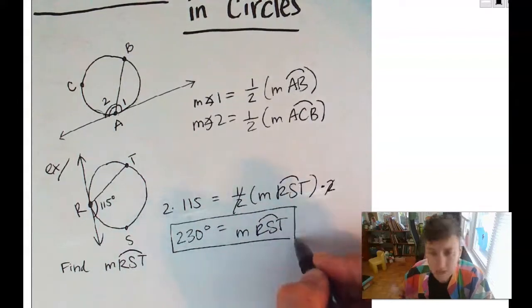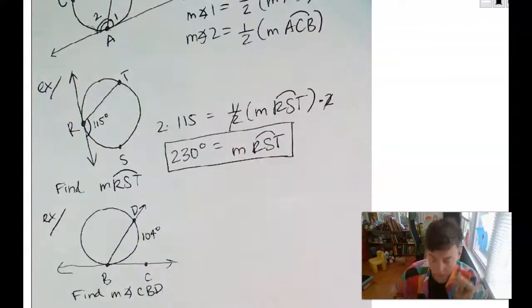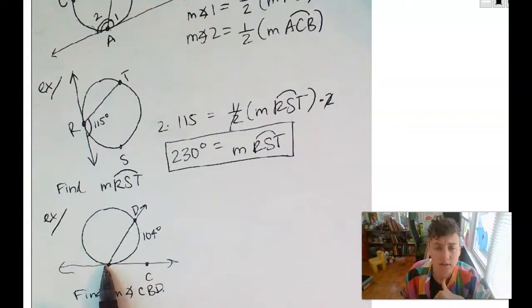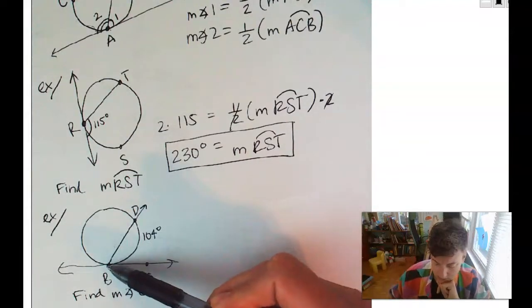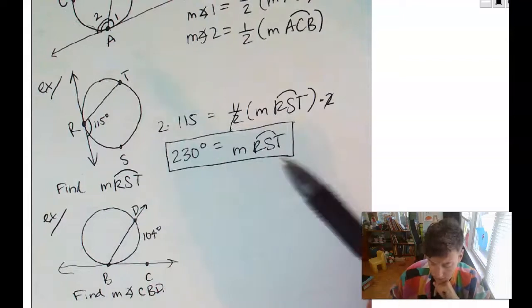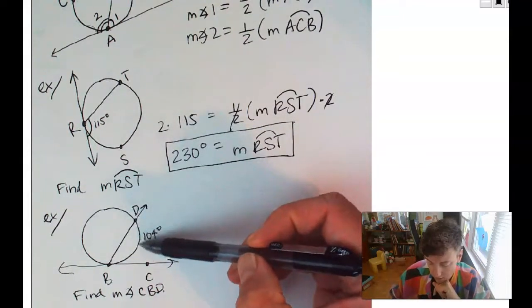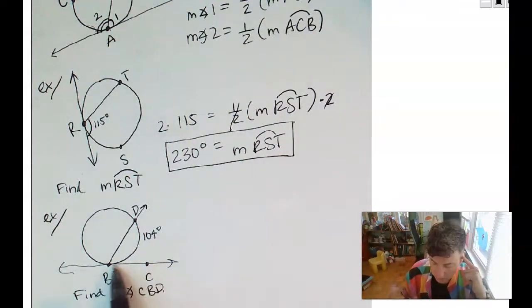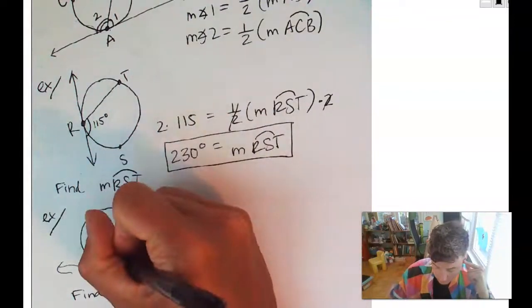Nice. Let's do another one. So here's our next example. We have this line tangent to the circle. It intersects at one point, which is B. We've got a chord BD. We see that the arc here measures 140 degrees, and we're going to find the measure of angle CBD. So this is the measure that we're looking for.